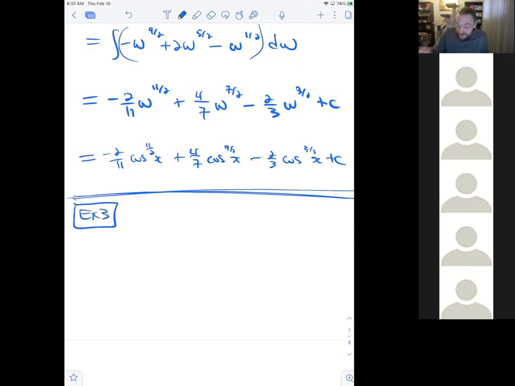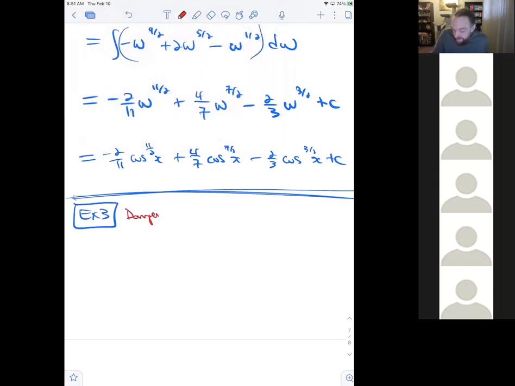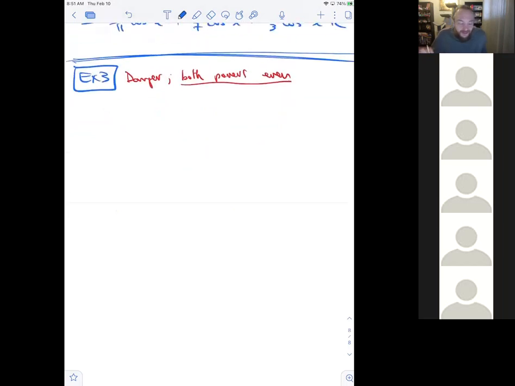I want to do one of the ones that's dangerous. That's if both powers are even. That's the danger case. These get out of hand real fast, so I'll do basically the hardest one. I'll do one of each. Sine squared x and cos squared x dx. In this case, I get a difference of squares, but that's fine.